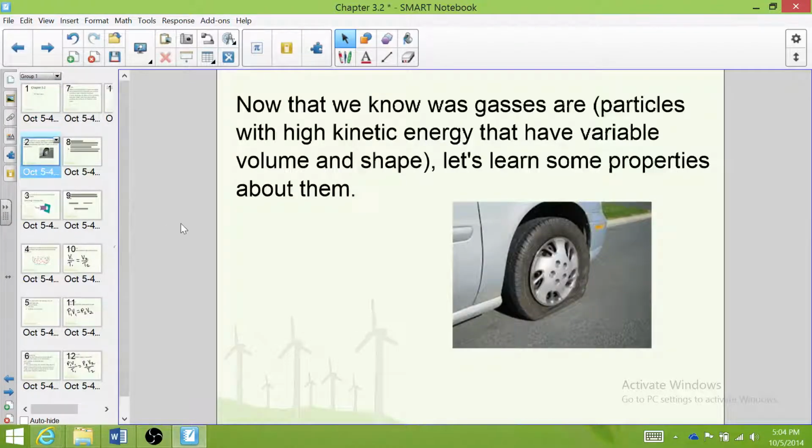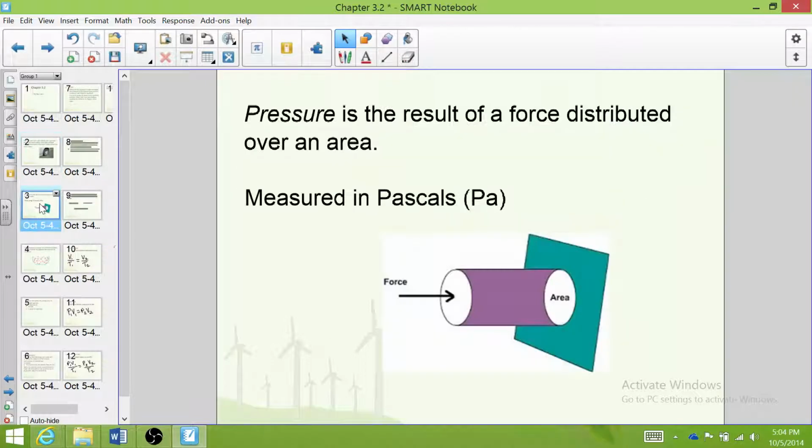So now that we know what gases are, specifically they're particles with a high kinetic energy zooming all around that have variable volume and shape, we've got to learn some properties about gases. And the first really important property of gases is pressure. And pressure is the result of a force distributed over an area.